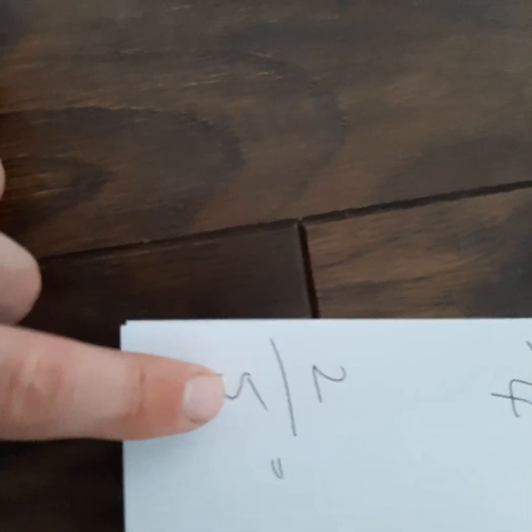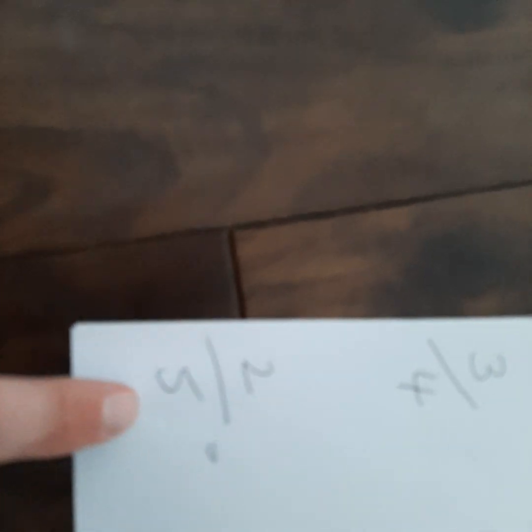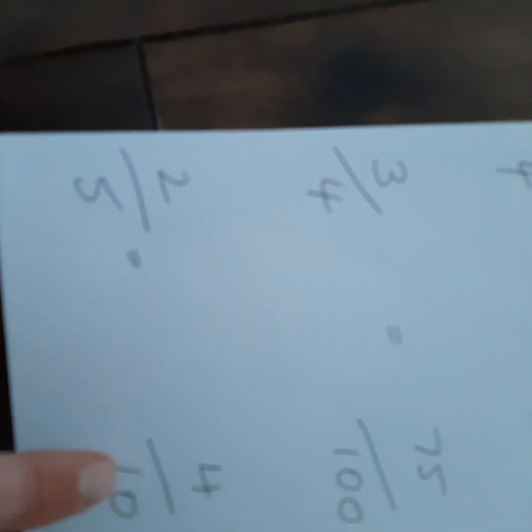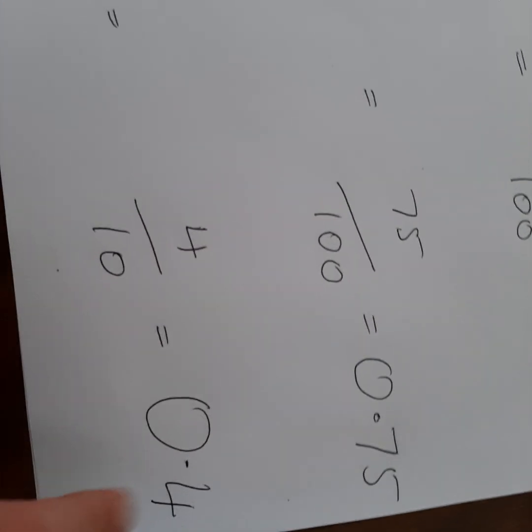And finally, fifths. Can I change fifths, a 5 to a 10? Yes, I can. Multiply it by 2, and then also multiply the top by 2. So that would give me 4 over 10, which is the same as 0 units, 4 tenths, or 0.4.